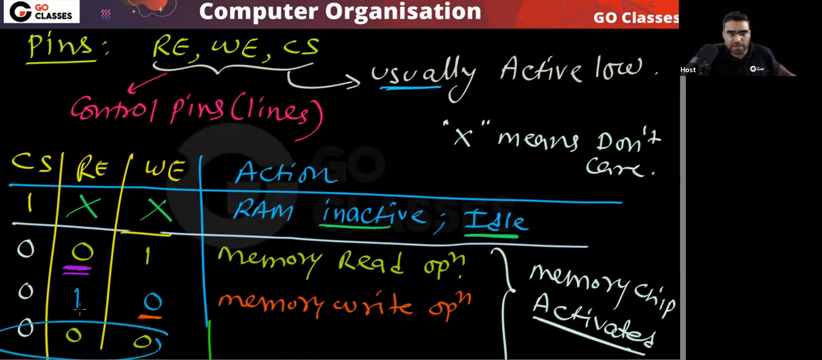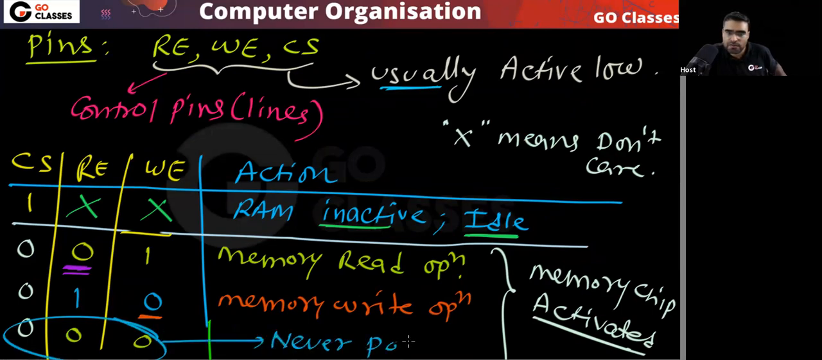When you are making both read enable and write enable 0, this case is never possible. We will never make both of them 0. Read enable, write enable, we will never make both of them 0. So this case is never possible.